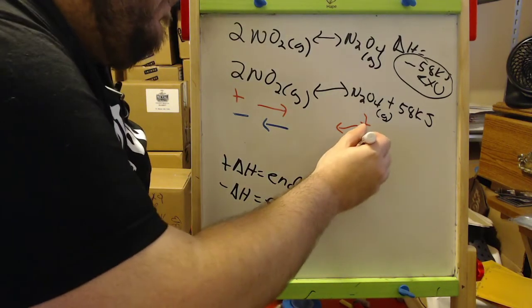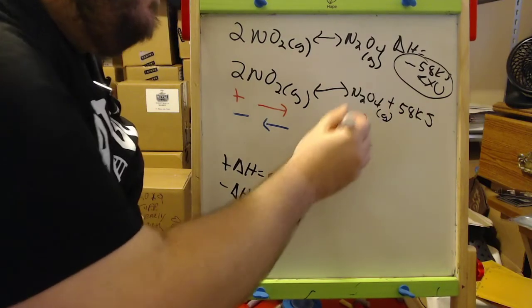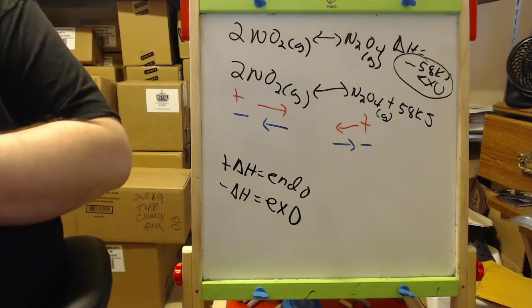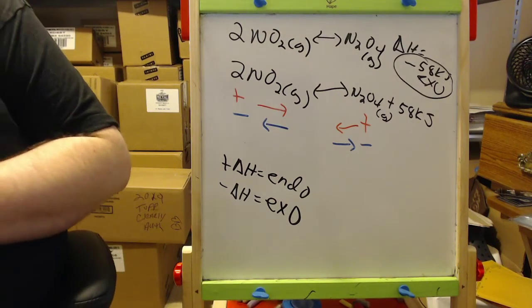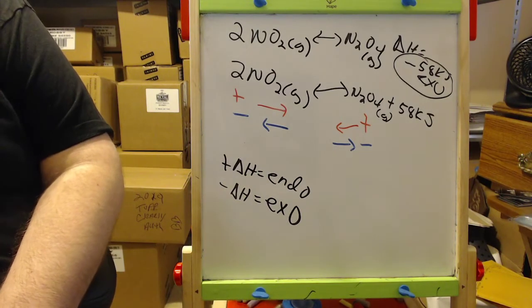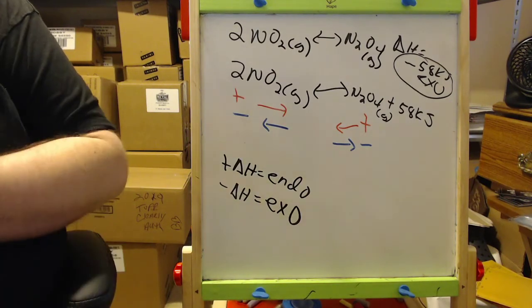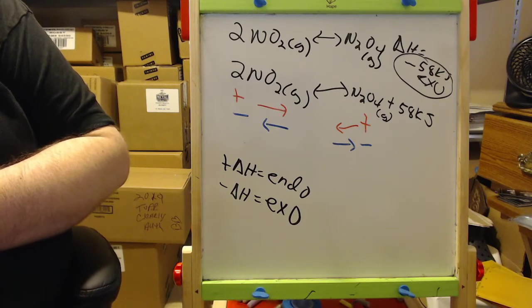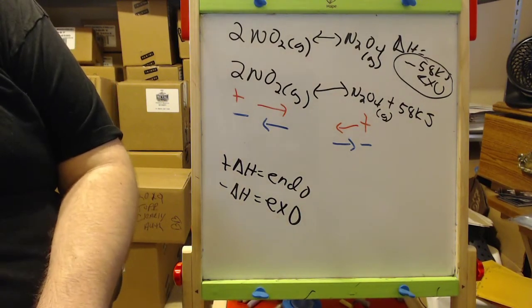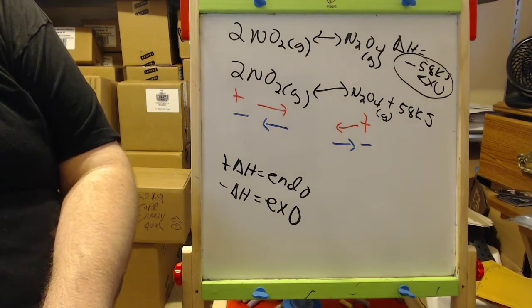And if I were to remove N2O4, I would shift that way. So add a product or reactant, shift away. Remove a reactant or product, shift toward.